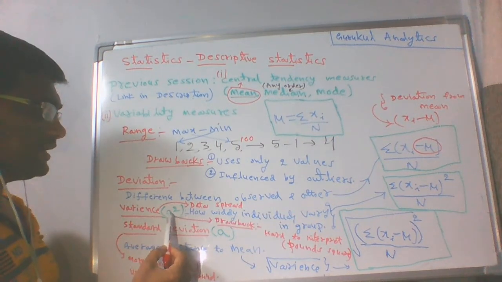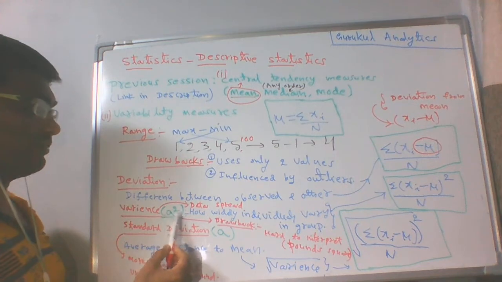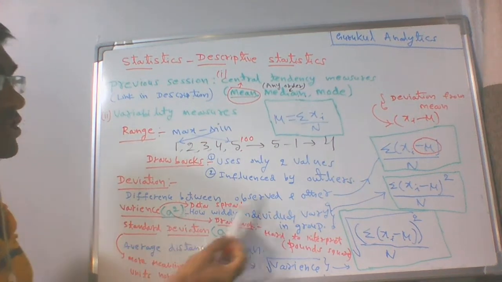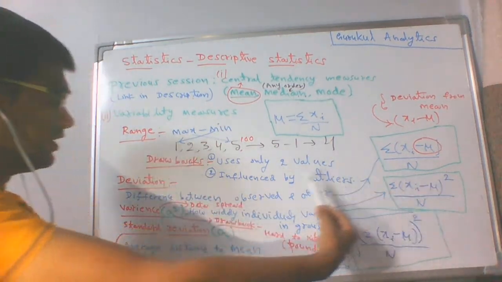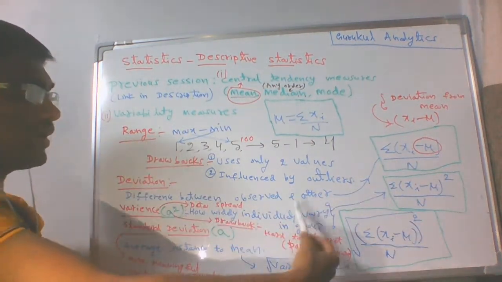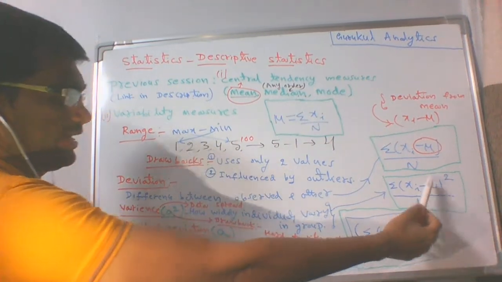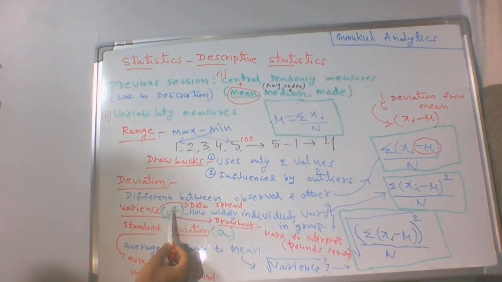So you may wonder why it is called sigma x square. This symbol is given as sigma square because it is the square of the deviation. What is the deviation formula? This one. So it is the square of that. Whatever value is there, for that we are taking the square. So that is the reason sigma square is given.